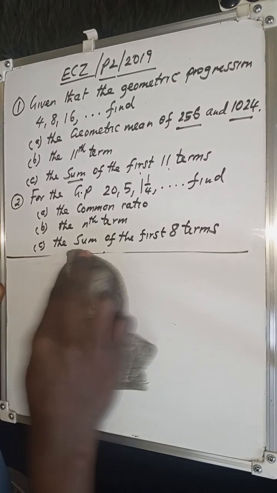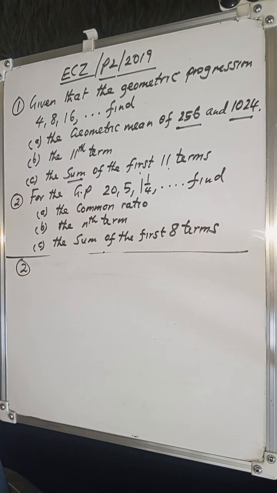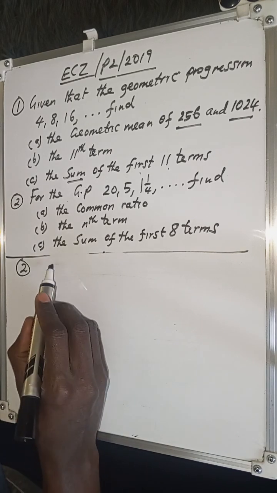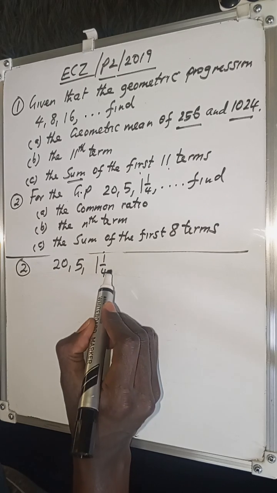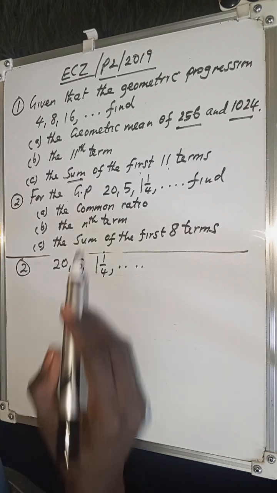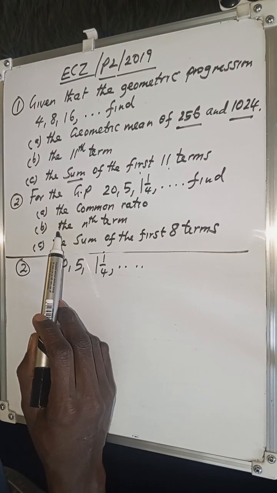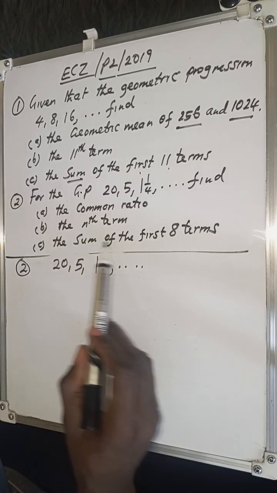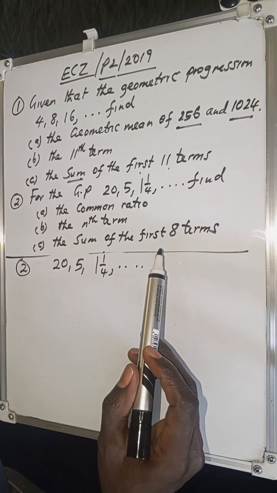All right, let's look at question number 2. For question number 2, it says for the geometric progression. So again, they have given us a geometric progression: 20, 5, 1, 1 over 4, and so on and so forth. Now, the question says find the common ratio. So the first one, they want us to find the common ratio, then B, the nth term, then C, the sum of the first 8 terms. So how do we go about that?